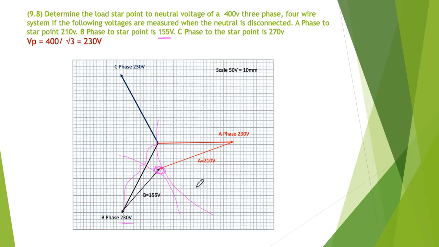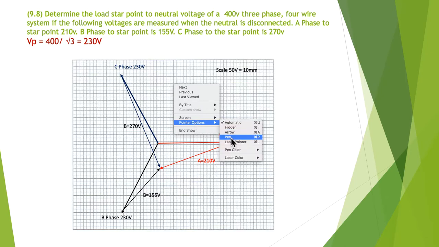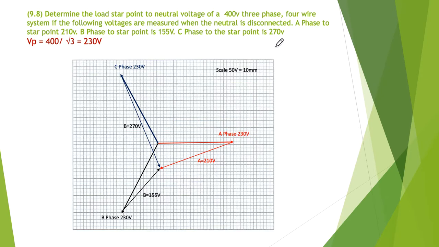The next part of the problem is to finally take the C phase and do exactly the same thing again. So set your compass to 270 on the scale, put the point of your compass up here, and then scribe another arc. We will end up with 3 arcs which come very close to connecting to each other, and that center point is the neutral voltage.